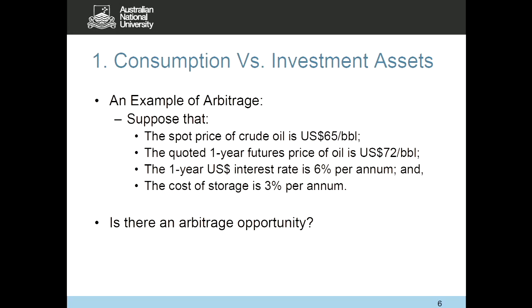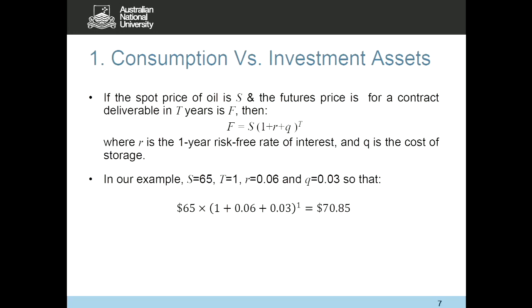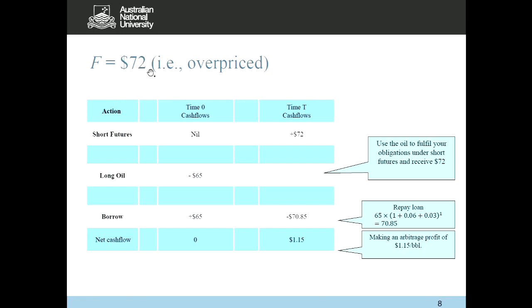Everybody agree? Okay, so if that's the arbitrage profit, how can we arbitrage it away? Now we know that the quoted future price, 72, is clearly overpriced. If it's overpriced, we are very happy to short sell it. So we're going to enter into a short futures contract today. So we commit ourselves to sell that barrel of oil in 1 year's time.